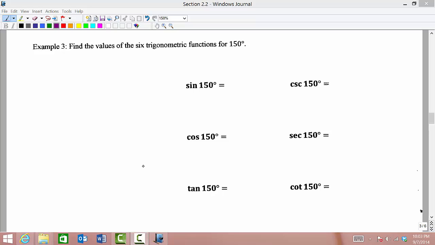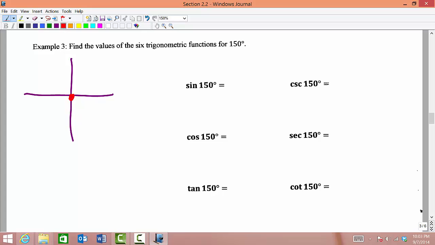Alright, here we're going to do another one, but we're going to streamline the process a little bit. One of the things that we know is that the reference angle for 150 degrees will tell us all of the numeric values of all of our trig functions. So let's find the reference angle first for 150 degrees.